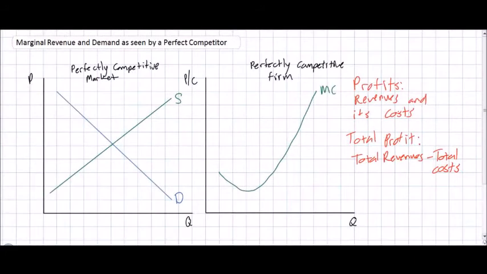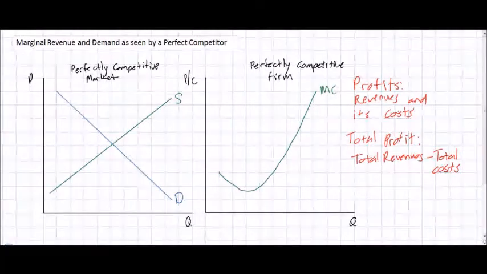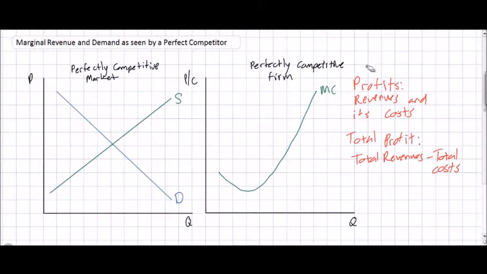In this lesson, we're going to focus on revenues. How is a firm's revenues determined in the short run? And we're going to start by looking at a perfectly competitive firm. Let's go over quickly a few of the characteristics of perfect competition.